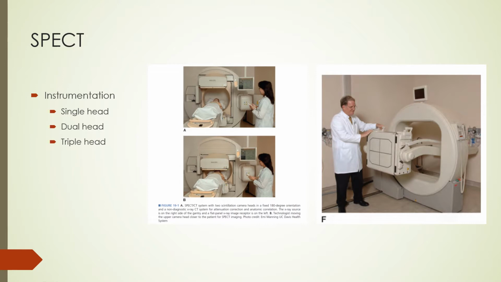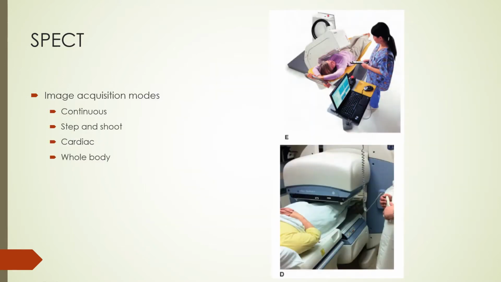For example, if a single head takes 20 minutes to acquire projection images over a 360-degree rotation, having two heads cuts that time in half because each head only needs to rotate through 180 degrees. A dual head camera is shown on the left images and a single head camera is shown on the right image. In SPECT image acquisition, the camera heads may move continuously about the patient while acquiring image projections, or they may stop at predefined angles for each projection in a step and shoot mode.